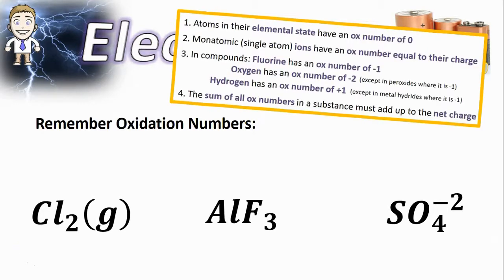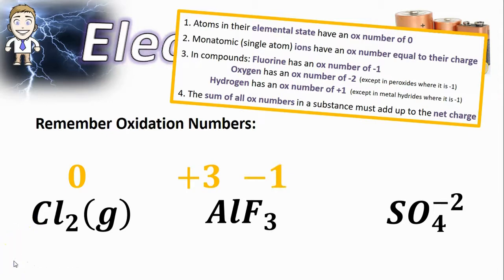So when you see something like Cl2 gas, that's an atom in its elemental state, you can assign it an oxidation number of 0. Or aluminum fluoride, I can use rule 2 that says ions have an oxidation number equal to their charge. Aluminum's charge is +3. Or fluorine in rule 3 has an oxidation number of -1.